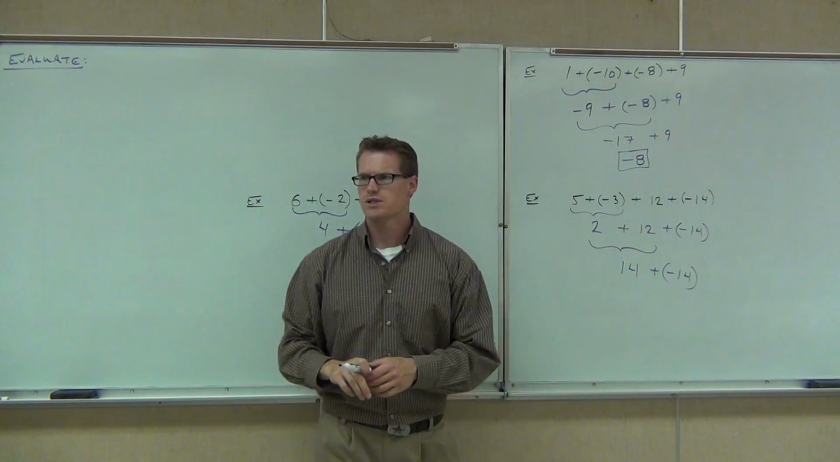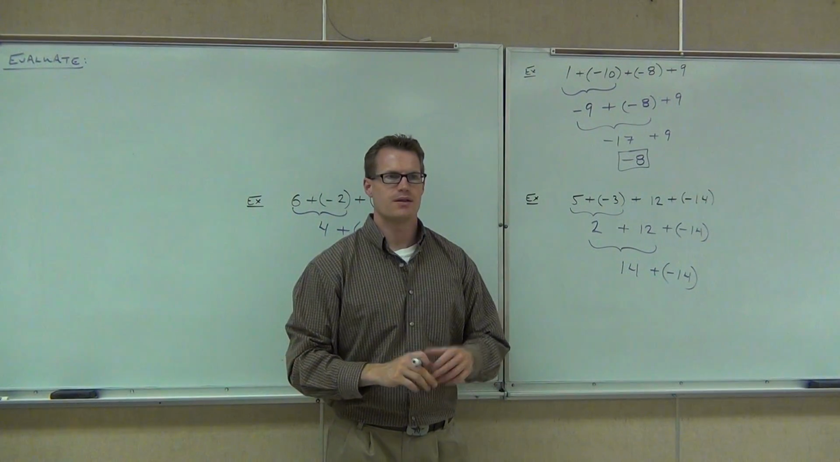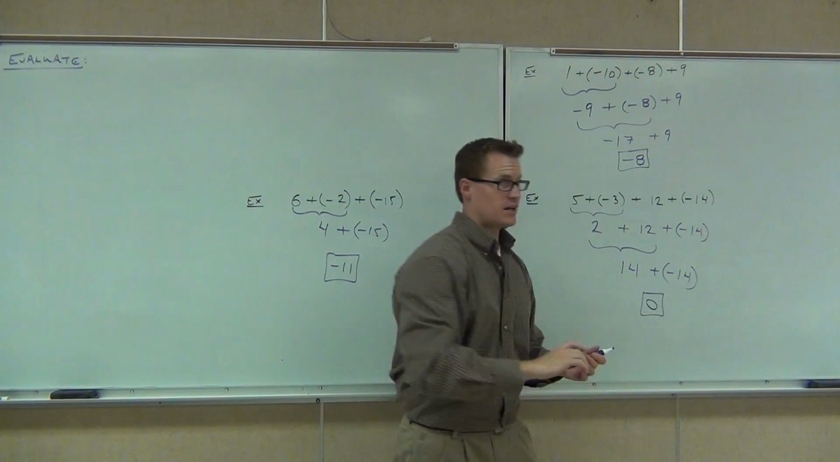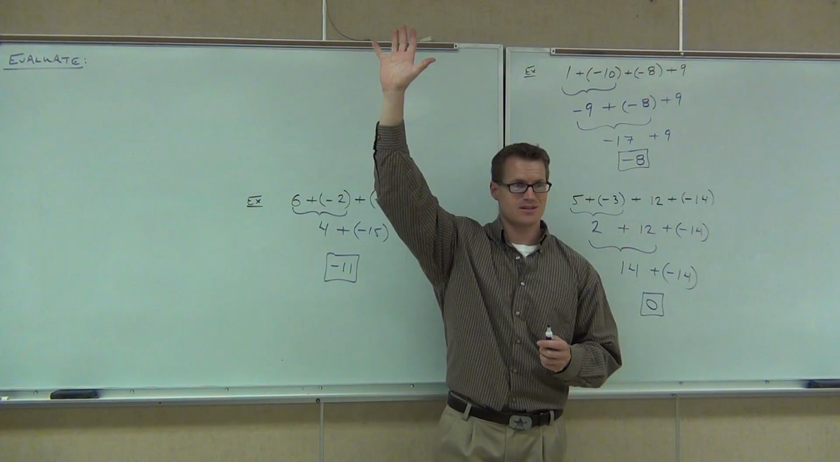14 plus negative 14. We just had that one. 0. Yeah, these are opposite numbers and you're adding them. We're going to get 0. Any 3 out of 3? Good for you. That's awesome.